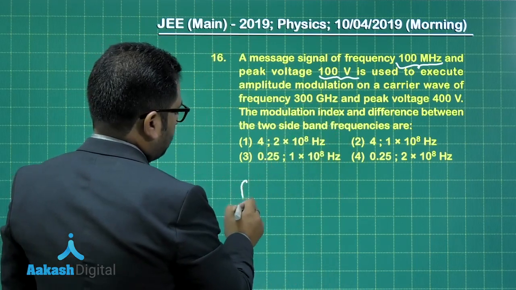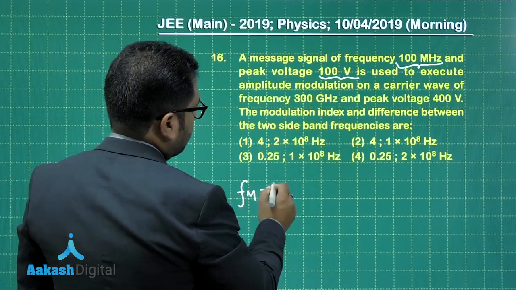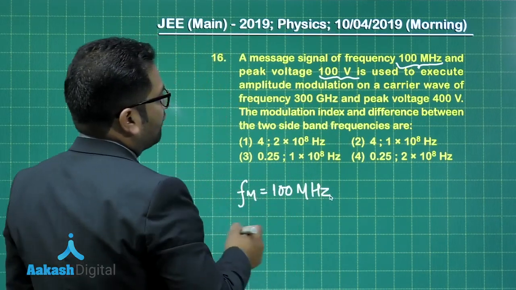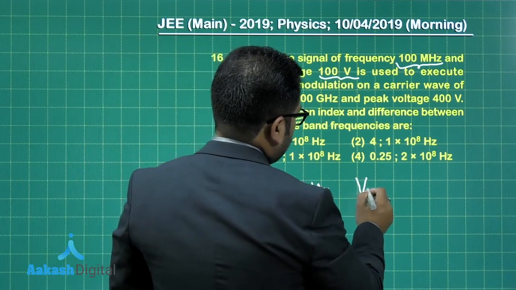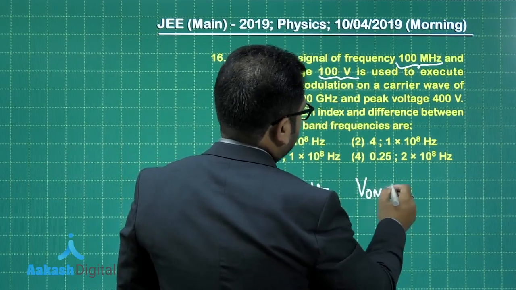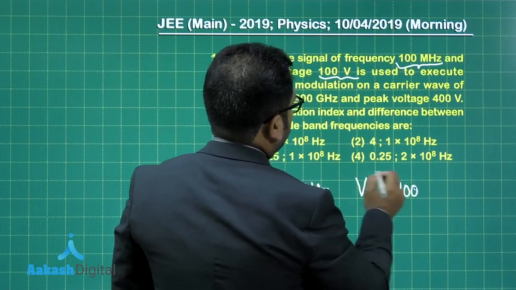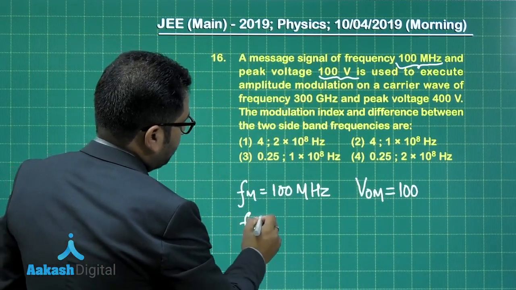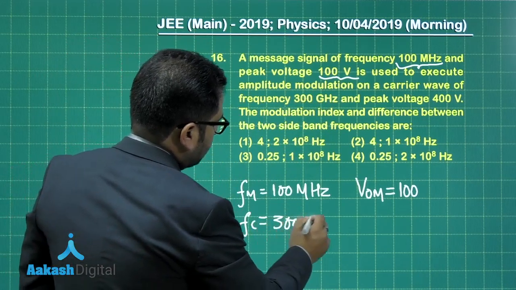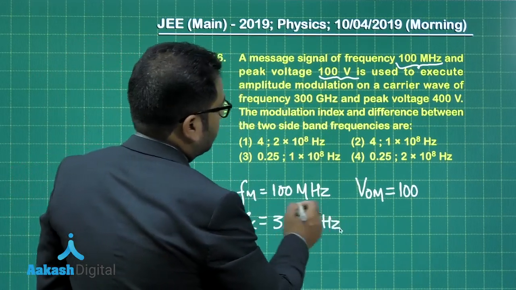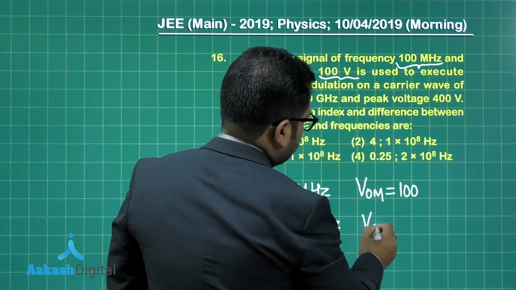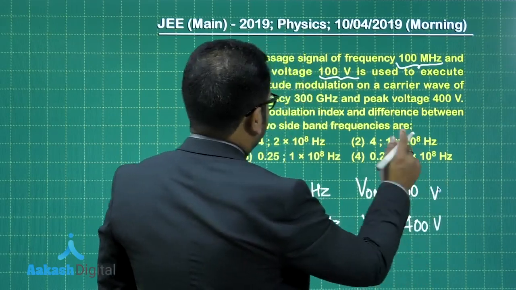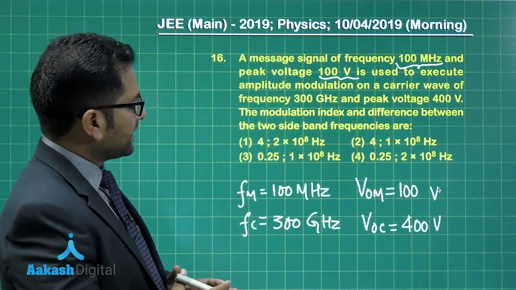See, the message signal frequency is given as 100 megahertz, right? And peak voltage, V naught M, that has been given as 100 volt. Likewise, a carrier wave of frequency 300 gigahertz is given, and the peak voltage of the carrier is given to be 400 volts. We need to calculate the modulation index.